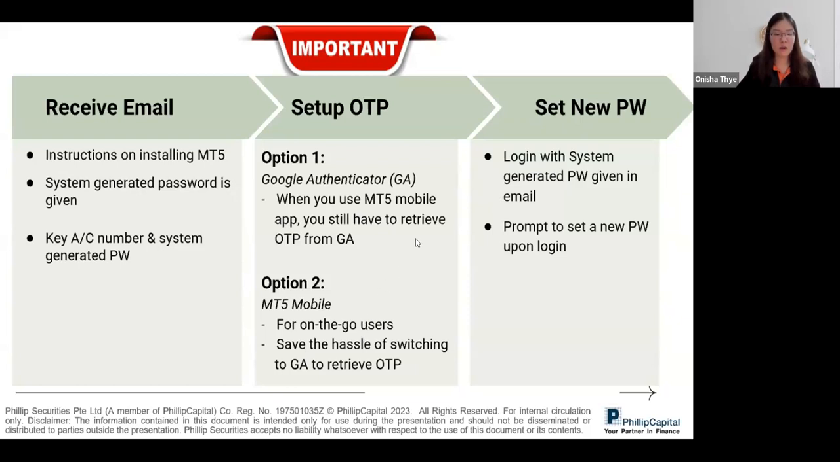So when you use your MT5 mobile app, you will actually need to retrieve your OTP from Google Authenticator when you trade, whether using your laptop or your mobile. But for those who like to trade on the go, you can straight away link your OTP using the MT5 mobile, so that it saves you the hassle of switching to the Google Authenticator to retrieve your OTP.